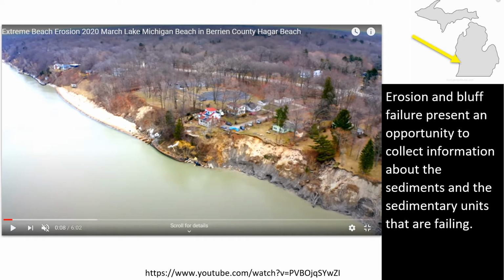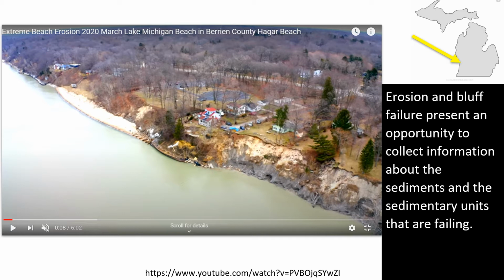Although communities are grieving major losses of infrastructure, one outcome of this erosion that is positive for science is the exposure of fresh faces of some of these coastal sedimentary units. For example, in this drone footage from Berrien County in southwestern Michigan, landslides have exposed at least two different sedimentary units in this bluff: the tan sandy unit above and the gray fine-grained unit below, as well as vertical and horizontal variability within those units.